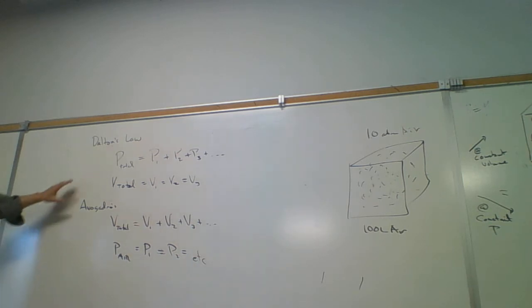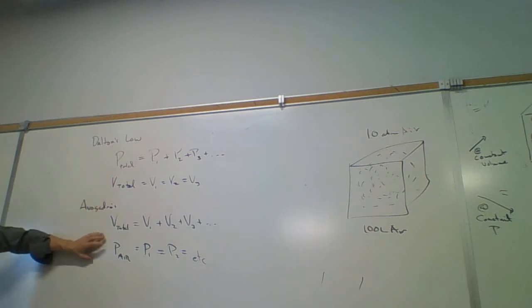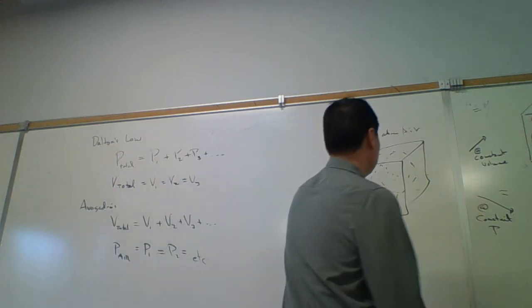And so for Dalton's, we call this constant volume. For Avogadro's, we call it constant pressure. Both are going to be like a 20-80 or 80-20 split.